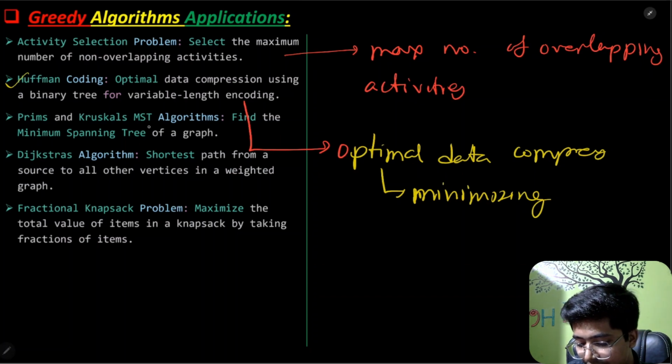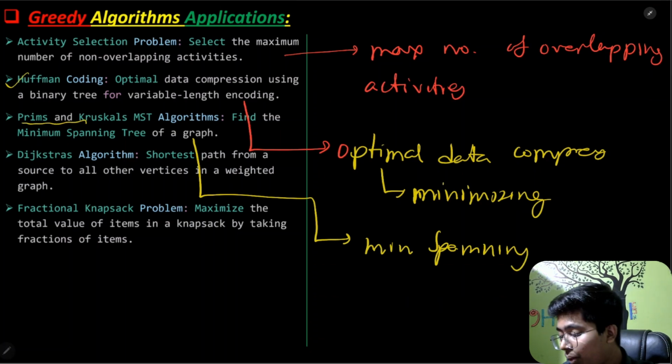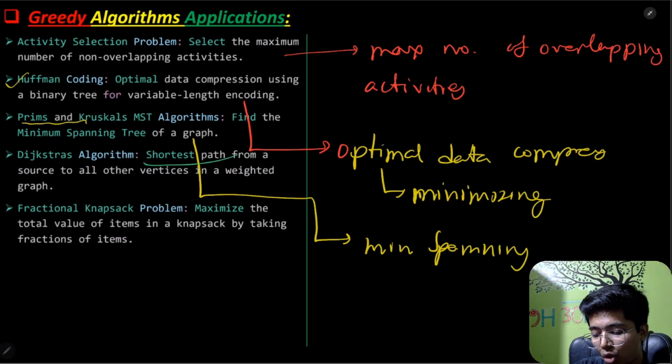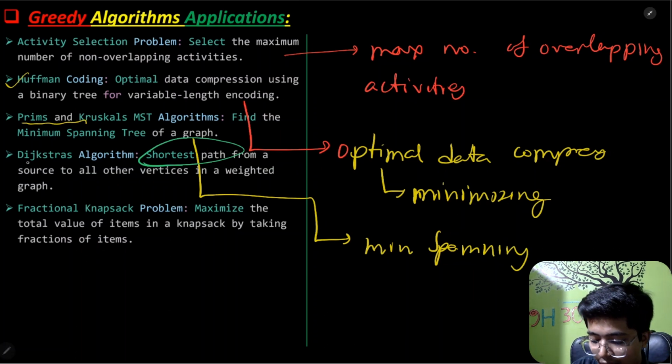Now, Prim's and Kruskal's MST algorithms. In Prim's and Kruskal's, we use greedy algorithms to find the minimum spanning tree. We also use this in Dijkstra's algorithm: the shortest path from a source to all the other vertices in a weighted graph. To find the shortest path, we use this greedy algorithm in Dijkstra's algorithm also.